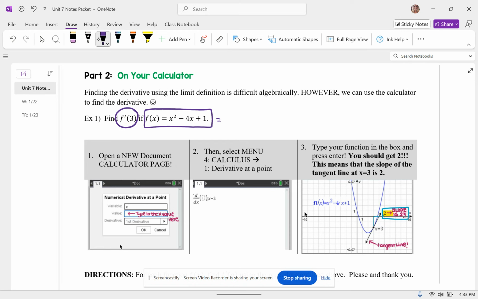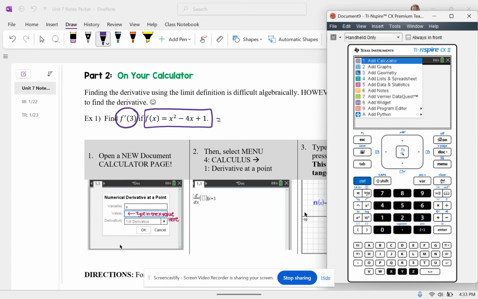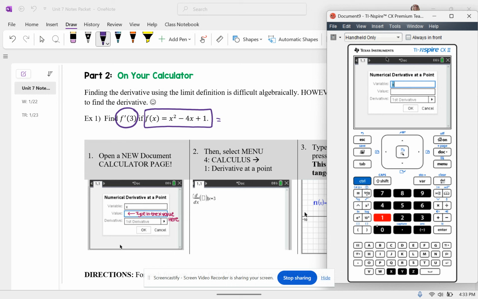So the way that we can do that is we go to our calculator, we open a new page, and we're going to calculate the numerical derivative at a point. So you do menu for 1. We're going to evaluate the derivative. In this case, it says first derivative when x is 3.